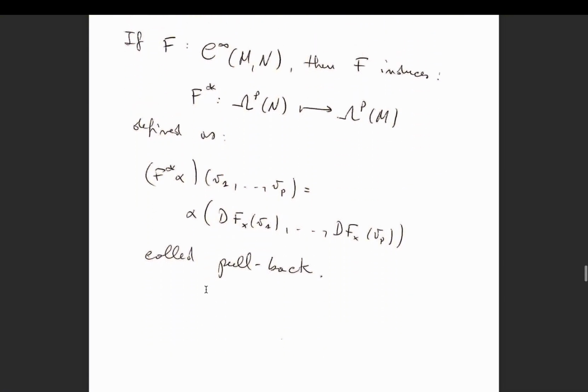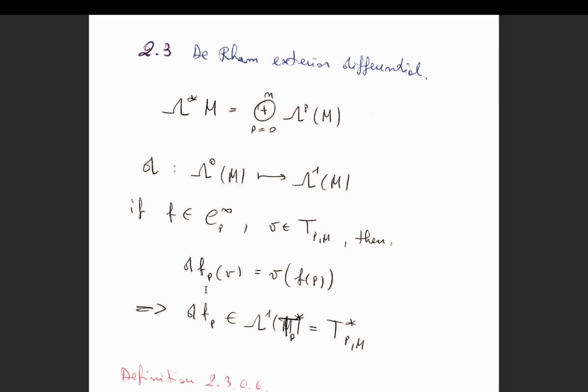Now we are going to introduce the exterior derivation of a given manifold M. Now one can set lambda star M equal to the sum over p from 1 to m of lambda p M. There's a natural map called the exterior differential, exterior derivation d, which goes from lambda 0 into lambda 1 over M, and is defined as follows.